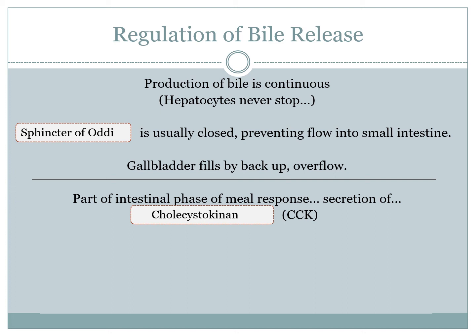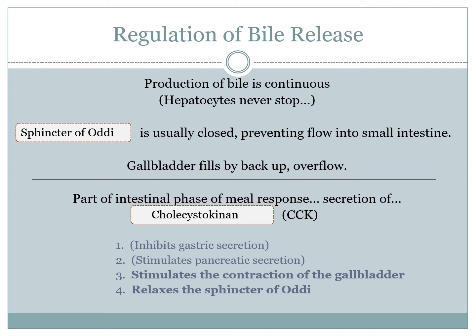And part of the intestinal phase of the meal response is secretion of a hormone called CCK, or cholecystokinin. And what that does is it does everything you need for digestion in the duodenum. It inhibits the gastric secretions, so the pyloric sphincter closes, and gastric secretions stop within the gastric phase of digestion.